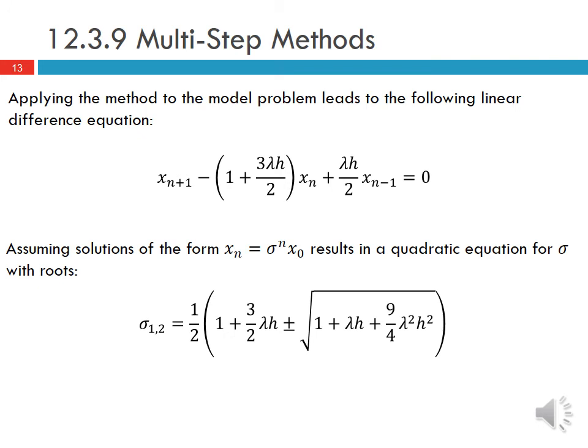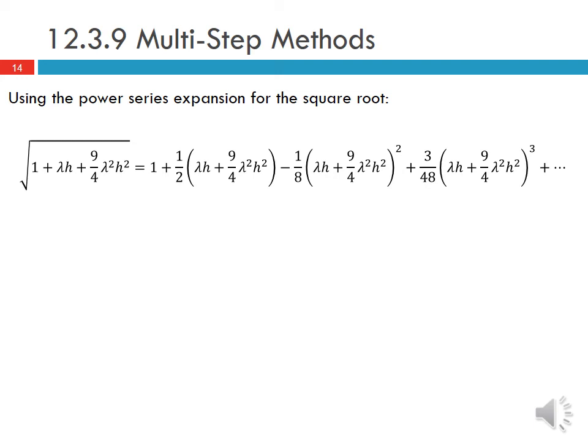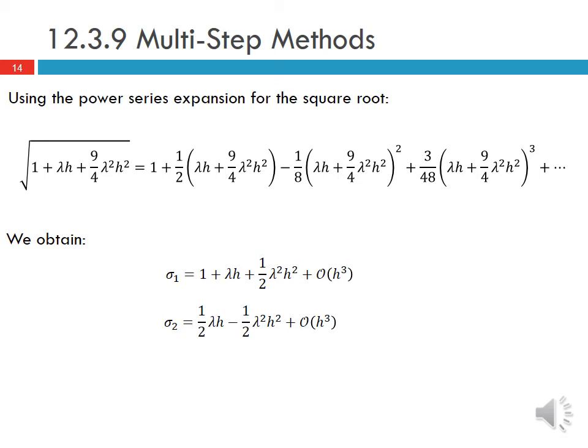So now we can assume solutions of the form x_n equals sigma to the power n x_0, which results in a quadratic equation for sigma with roots as shown here. So now let's use the power series expansion for the square root portion, and we see that we can expand it with this series here. So this means that we can write our roots sigma 1 and sigma 2 as shown here. So sigma 1 is equal to 1 plus lambda h plus 1/2 lambda squared h squared plus order h cubed, and sigma 2 is equal to 1/2 lambda h minus 1/2 lambda squared h squared plus order h cubed.